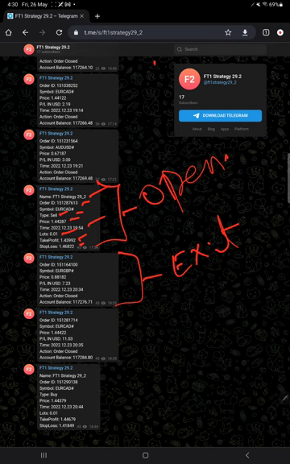Likewise, here is the example for closed trade. Here order ID, script name, which symbol it is trading, at what price, how much profit or loss booked, time and date, action obviously order closed, and the balance after closing the order, what was the account balance, that is given. Likewise, all the open and closed trades are recorded in this Telegram channel.